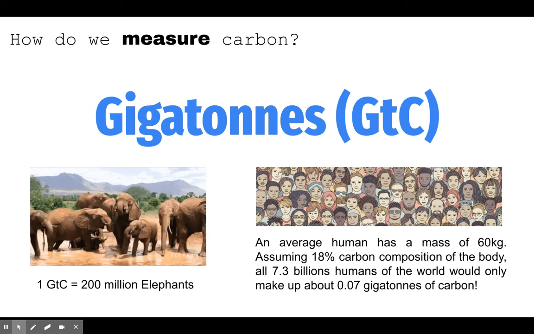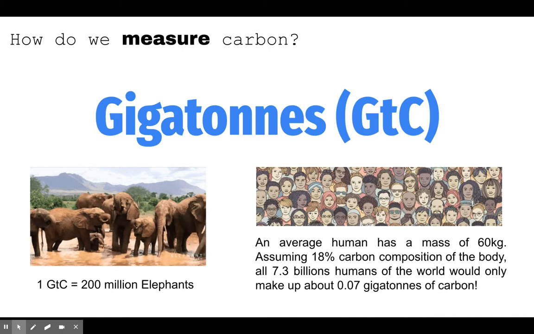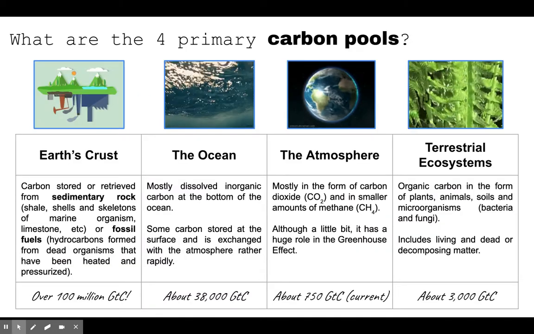Okay, that's huge. Another way to think about it, the average human has a mass of about 60 kilograms. That's between 120 and 130 pounds. Assuming we are made up of 18% carbon, if we took all 7.3 billion humans of the world, we would only make up 0.07 gigatons of carbon, okay? Huge amounts is what we're going to be talking about when we say carbon in the global carbon cycle. So knowing that we're measuring things in gigatons of carbon, let's go into that first idea of carbon pools.